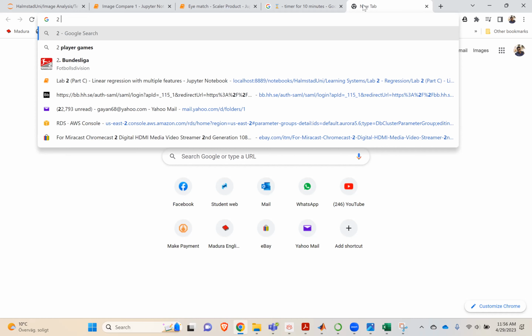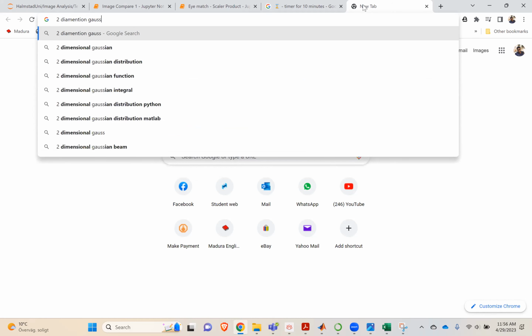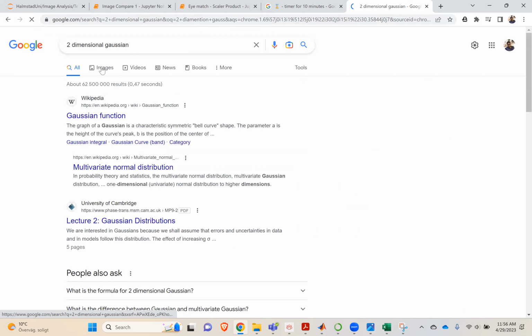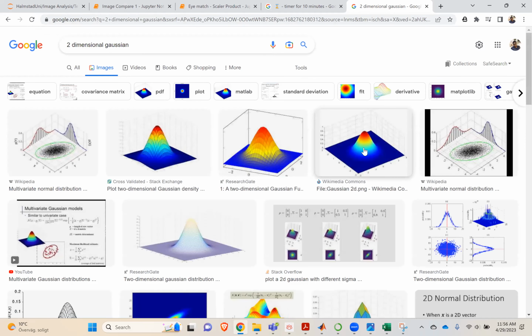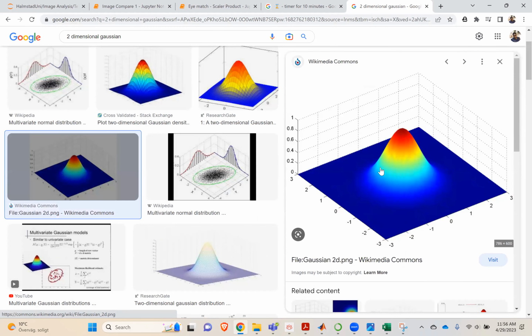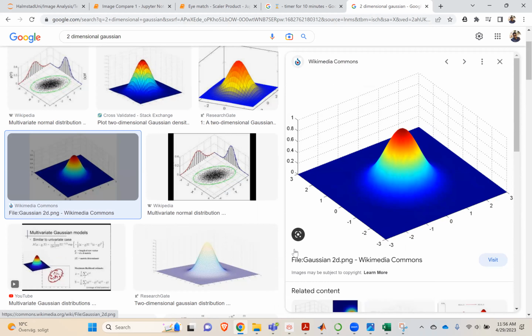Gaussian, yes. Two dimension, that's what we need. Let's try to find some images of that. Yeah, like this. So we will apply something like this. But the thing is, it doesn't go to 0, because based on theory, it doesn't go to 0, right? This is actually a 2D Gaussian, right? That's what you're saying.